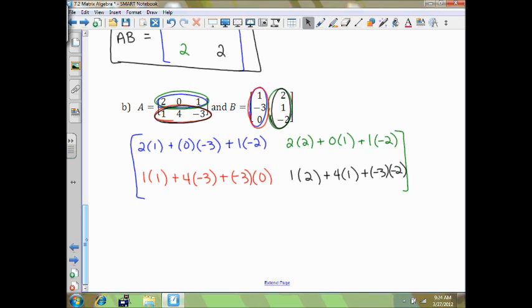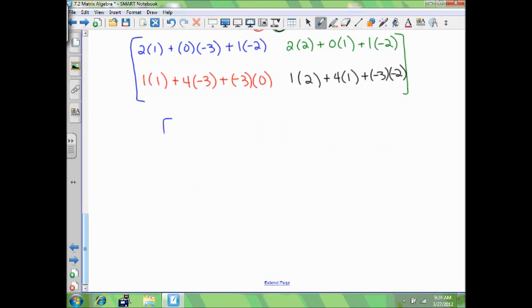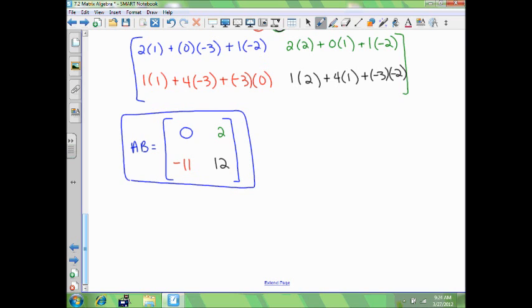So when we simplify this, what we'll have, 2 plus 0 plus negative 2, which is actually 0. 4 plus 0 plus negative 2, which is 2. 1 plus a negative 12 plus 0 is a negative 11. And 2 plus 4 plus 6, 2 plus 4 is 6, plus 6 would be 12. So here is your product of matrix A and B. Now, if you should have any questions, please come in and ask me.